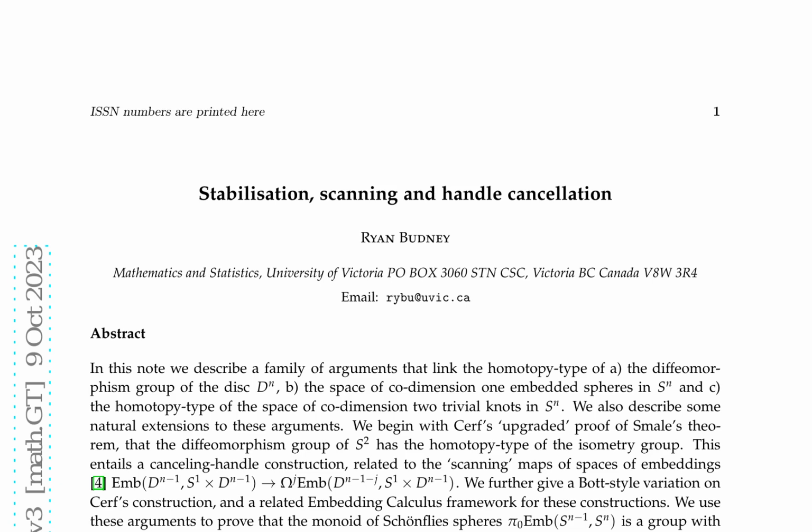For instance, when n equals 2, the twofold scanning map corresponds to Smale's theorem, which states that the space of diffeomorphisms on a two-dimensional disk is contractible. This result has important implications for the space of diffeomorphisms on a two-dimensional sphere, which is proven to have the homotopy type of its linear subgroup O(3).